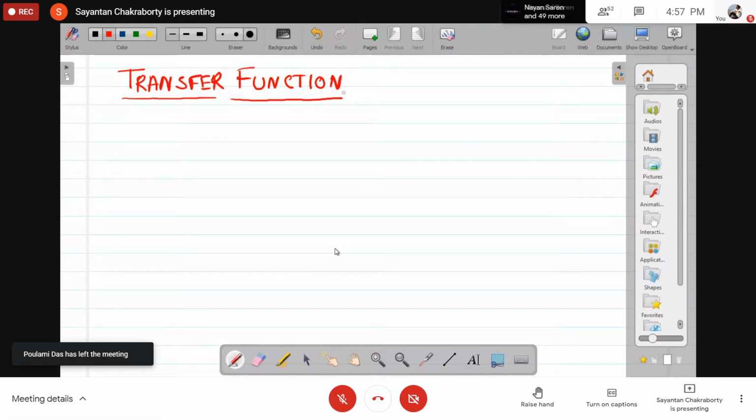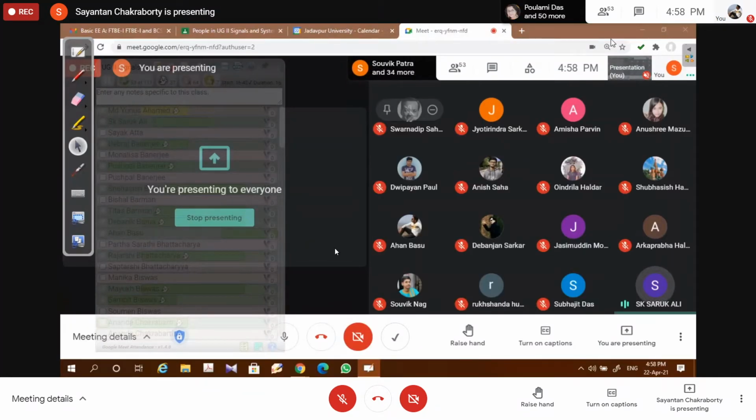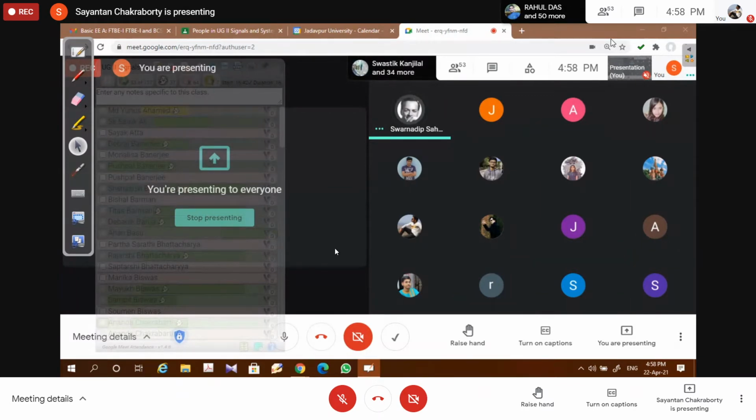Yes, anybody? How do you define the transfer function of a system? Output response, but Laplace transform of response by excitation. The response to the excitation. No, not complete. Anyone else? Sir, the ratio of the Laplace transform of the response to the Laplace transform of the excitation with all the initial conditions set to 0. Right, that is fine.